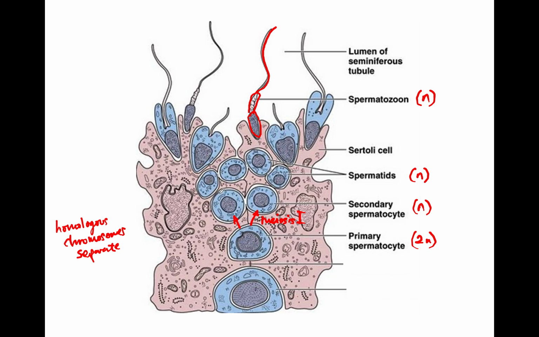Just to fill in that idea about meiosis, between the secondary spermatocytes and the spermatids, this is meiosis 2. As we know, during meiosis 2, the sister chromatids separate.